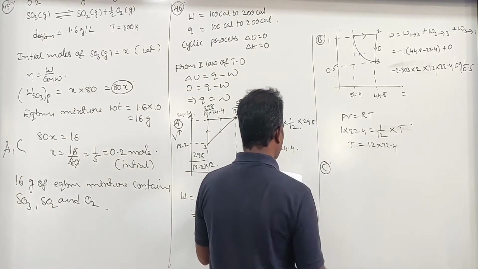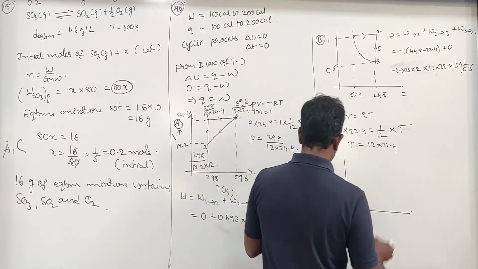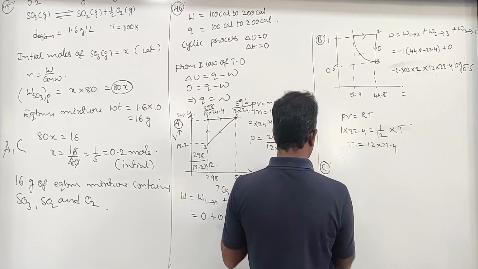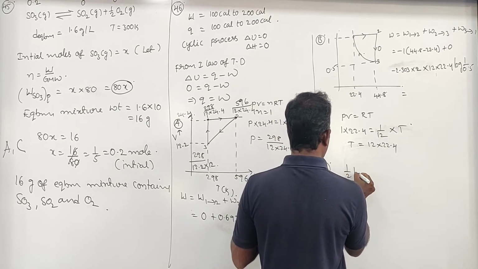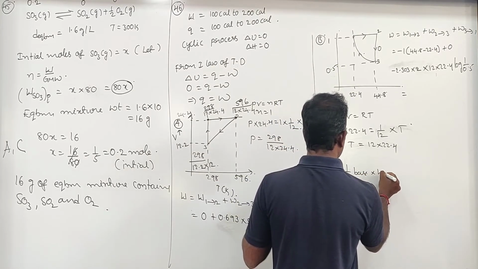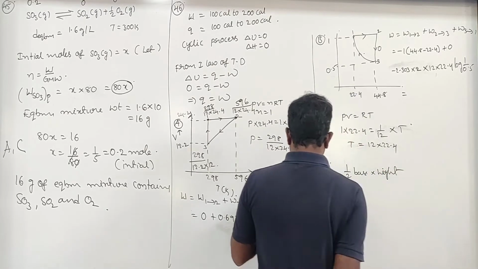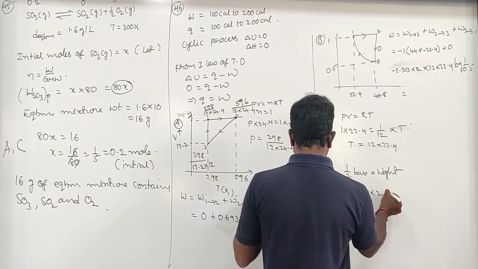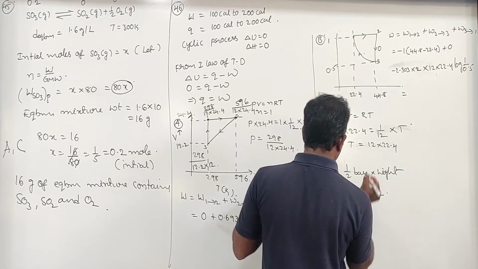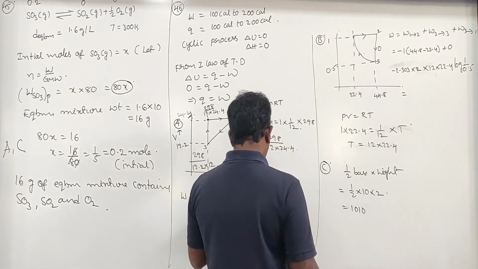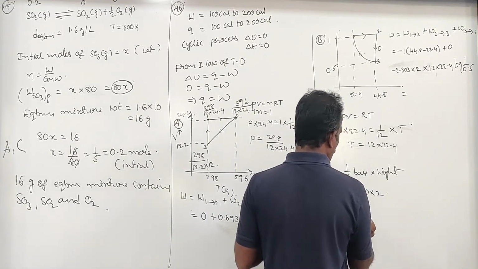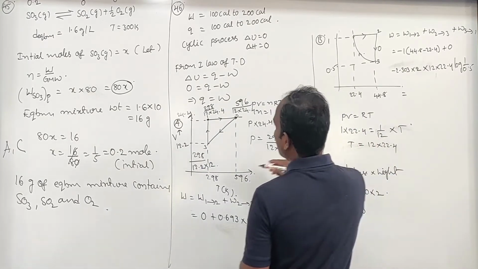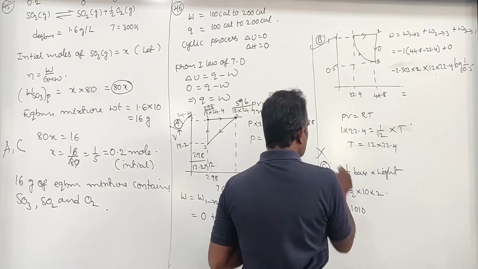Option C. In this, they have given one right angle triangle. Here simply you can take half into base into height. Total work done is equal to 1 by 2 into 10 into 2. This value will come around 1010, this is in joules, divided by 4.18. Definitely it will cross over the 200 mark. So A is correct, B is correct, C is going to be wrong.